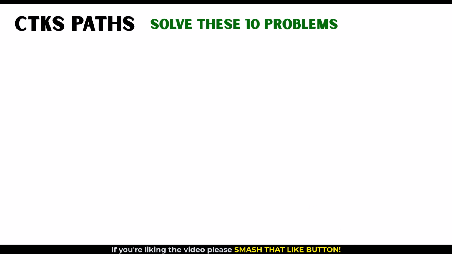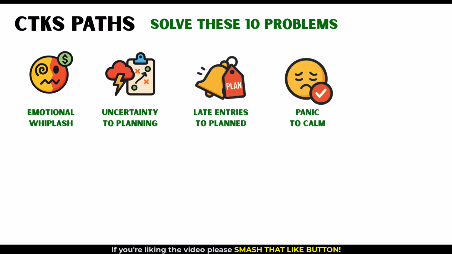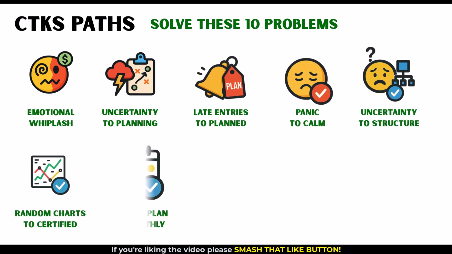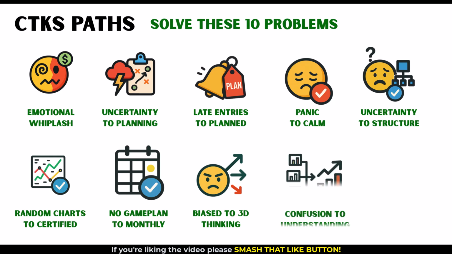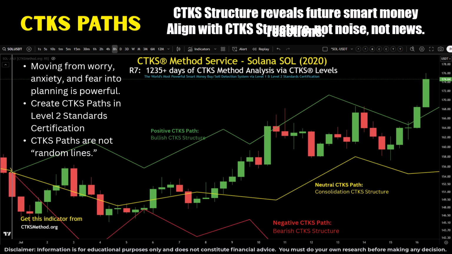We're going to do a fairly deep dive on CTKS structural paths, and they solve very major problems that every single trader and investor encounters inside the market. They are doozies and they solve them all. After this video, you'll understand that these paths are not random lines.